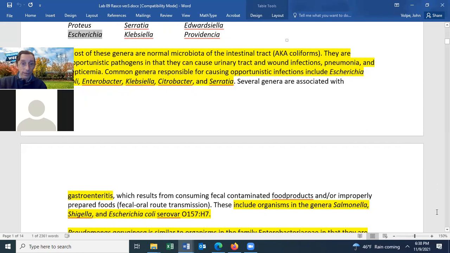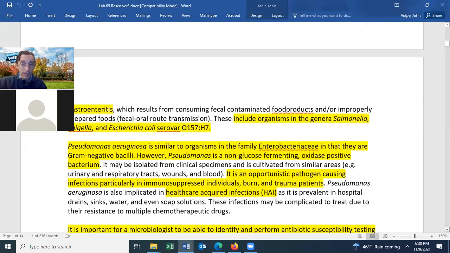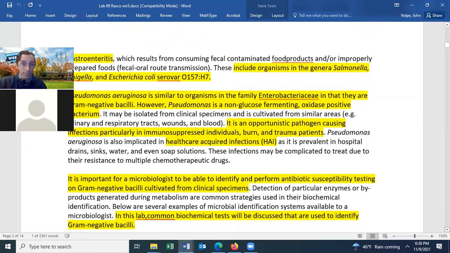Several genera are associated with gastroenteritis. These include the genera Salmonella, Shigella, and then certain variants of E. coli, such as serovar O157:H7.